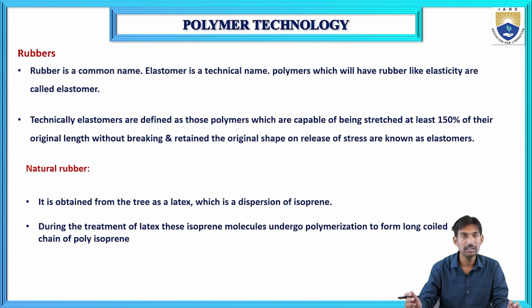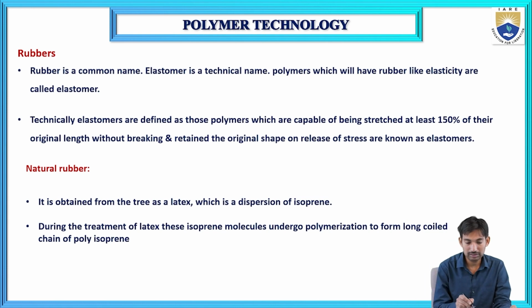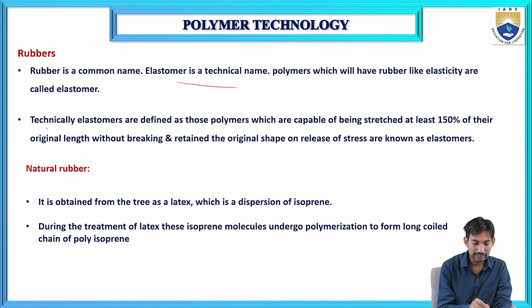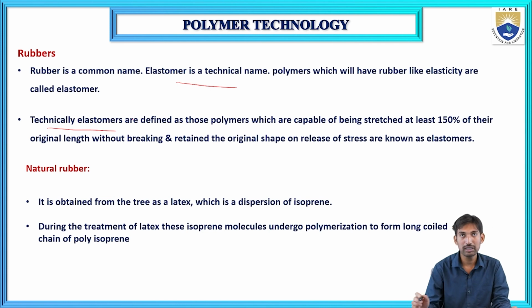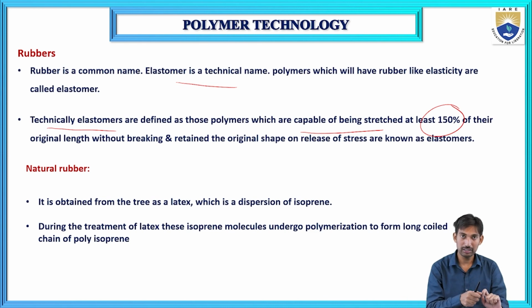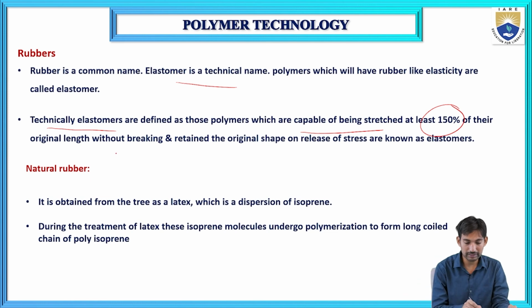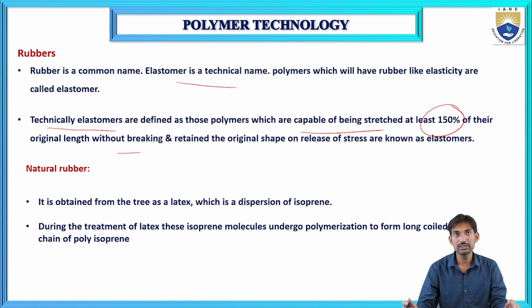See, what is rubber? Rubber is a common name. The elastomer is a technical name. The polymers which have a rubber-like elasticity structure are called rubbers or elastomers. Technically, elastomers are defined as those polymers which are capable of being stretched up to 150% of their original length without breaking, and retain their original shape after releasing the stress.